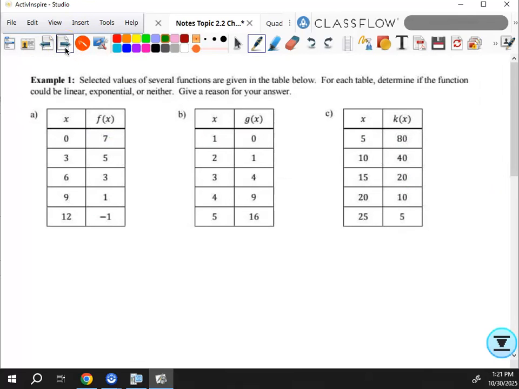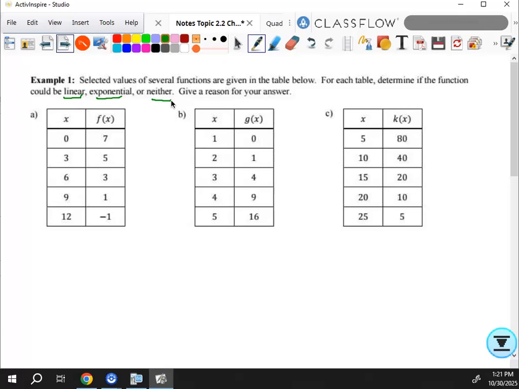So here, selected values of several functions are given. For each table, determine if the function could be linear, exponential, or neither. Now, we've already done linear, quadratic, or neither. We've done what is the degree, where it could have been a 3rd degree, 4th degree. So maybe some of these are quadratic. If they are, I don't care. Nobody's asking me that. We're just looking at linear or exponential or neither, and that's it.